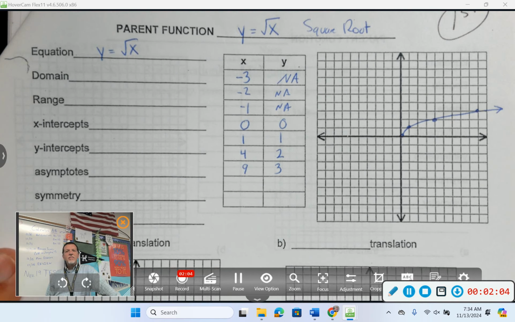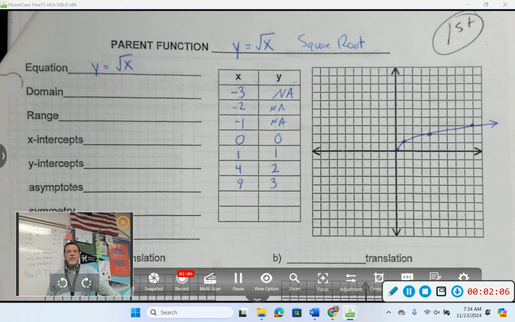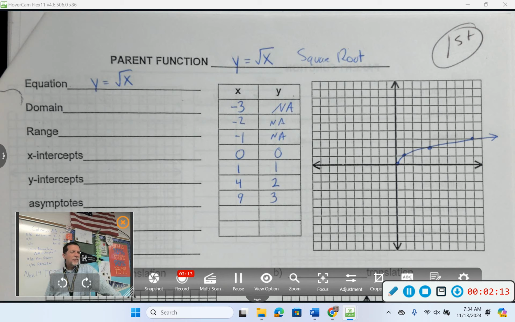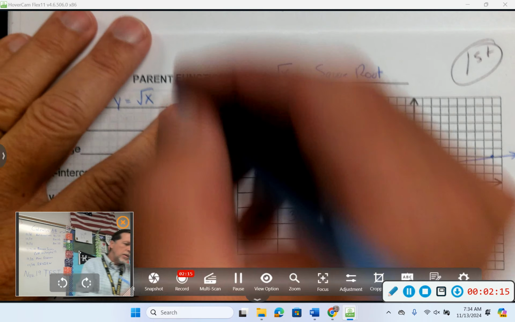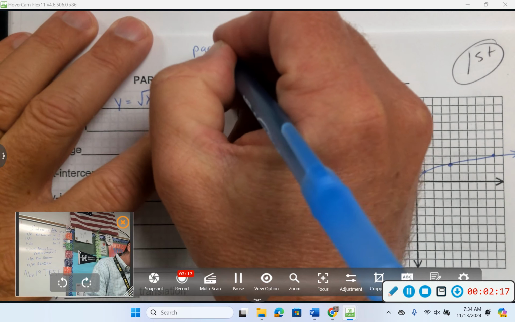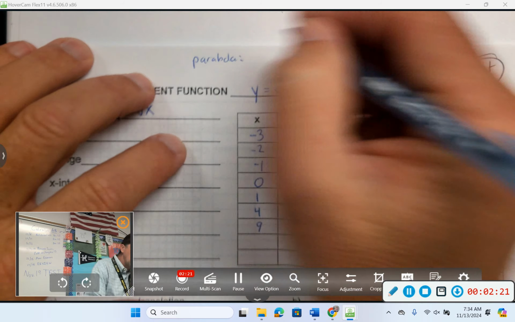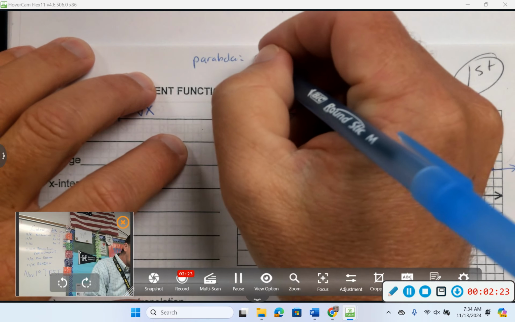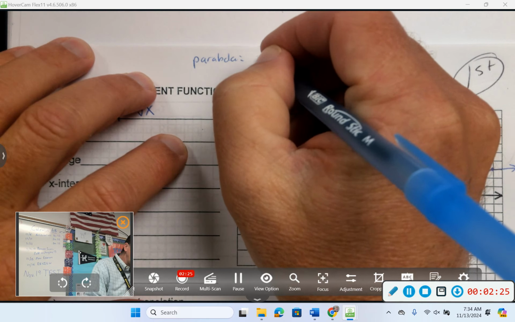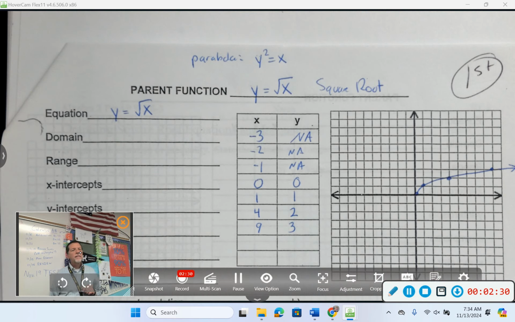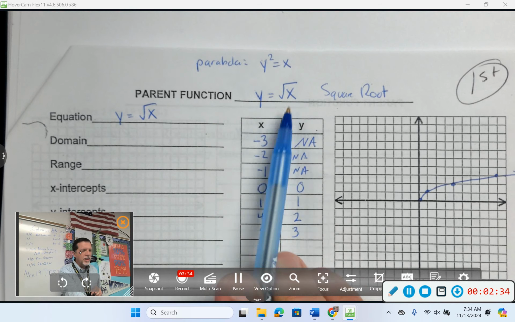How does that relate to the graphs we were doing yesterday and the day before? It's half a parabola. But it's like half the y squared. The parabola would have been x equals y squared, or y squared equals x. That would be the opposite. So how would I get from y squared equals x?